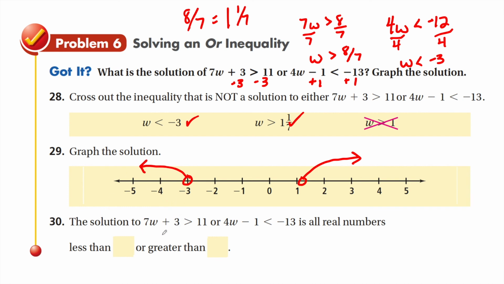So then the solution to this problem is actually all real numbers that happen to be less than negative 3, but it can also be all the real numbers that happen to be greater than 1 and 1/7, or 8/7. Me personally, I prefer 8/7. But both of those are correct. If the number is anywhere in between, anywhere in the area that I'm shading right now, it is not a solution. Therefore, it will not work. You can plug it in all you want, but the answers will not make sense.